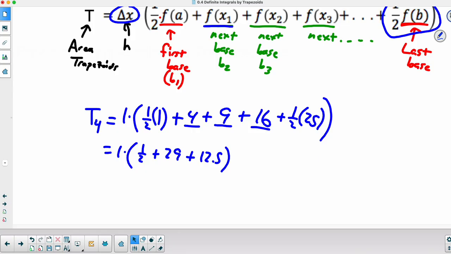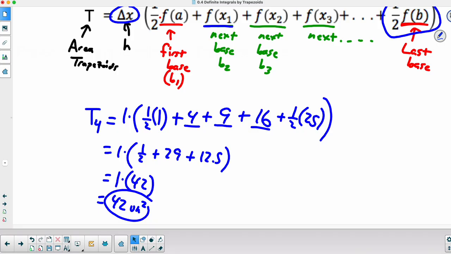Help me out here, a half and a half. That's going to be 13. 13 plus 29 is going to end up being 42. I'm going to get 1 times 42 inside here, and my answer there is 42. I get the exact same answer that I got before, but this is a faster way to do it.